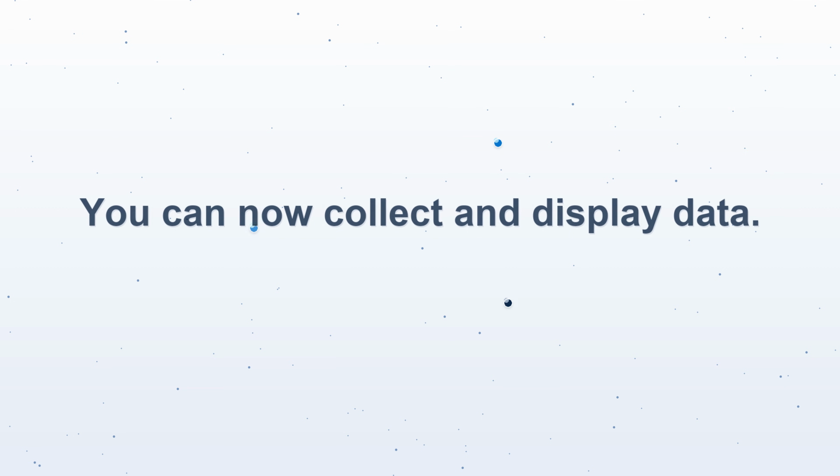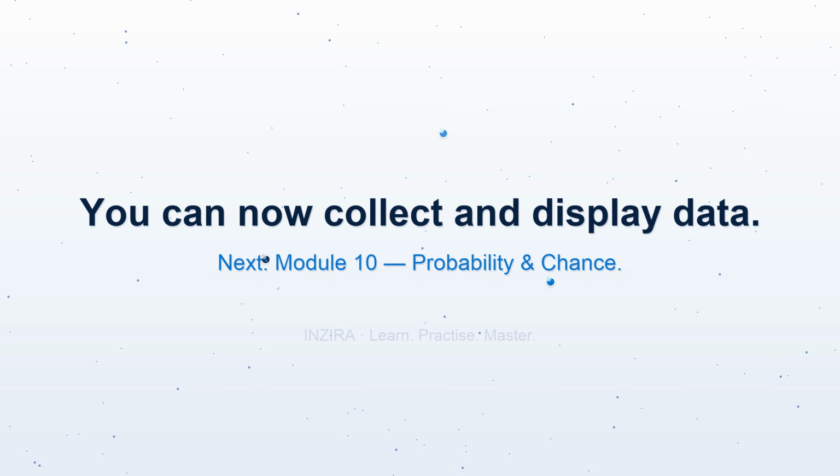Wonderful work. You can now collect data, sort it by type, and organize it in tables. And you can display it with bar charts, pie charts, and line graphs. Take a moment to gather some data of your own and chart it. In Module 10, we will build on this to explore probability and chance. I will see you there.